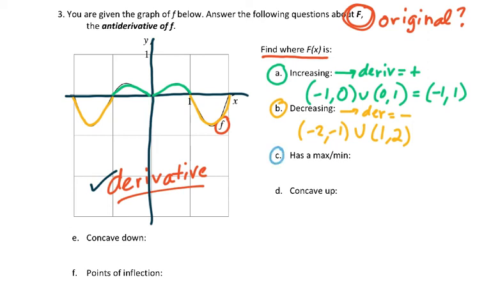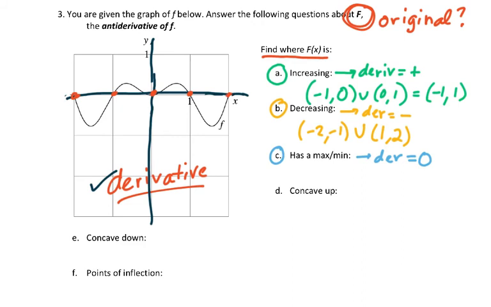Okay, part C. Where does the original have a max or min? Remember, if there's a max or min on the original, that means the derivative at that point must be equal to 0, because it's a bump. So you're going to look at this graph and try to figure out where the graph is equal to 0, which is another word for the x-intercepts. So where are the x-intercepts? Here, here, here, here, and here.